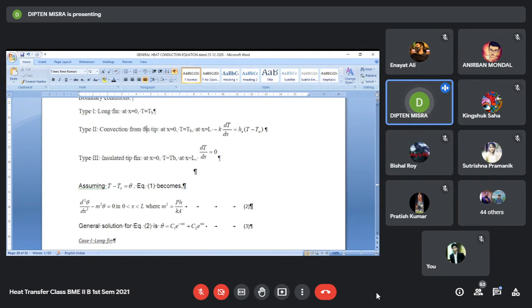So today what I will do is take the second case, that is the convection from the fin tip. So what will be the boundary condition? At x equal to 0, T is equal to Tb. This is common for all cases I have mentioned. For the long fin, at x equal to 0, T is equal to Tb. For the second case, when there is convection from the fin tip, T is equal to Tb at x equal to 0. And even for an insulated tip fin, at x equal to 0, T is equal to Tb. Now, this is one boundary condition. This is a second order differential equation, so we require another boundary condition.